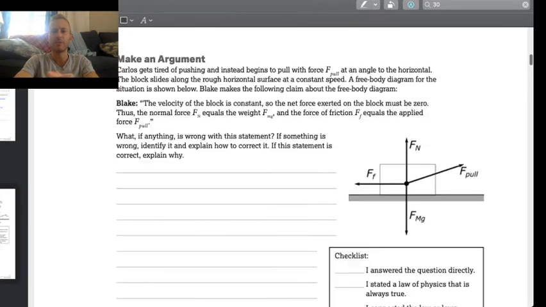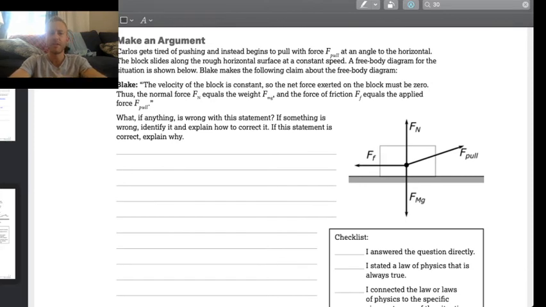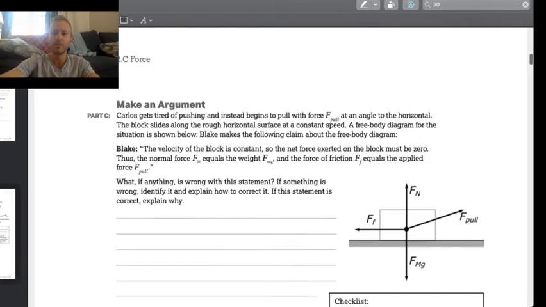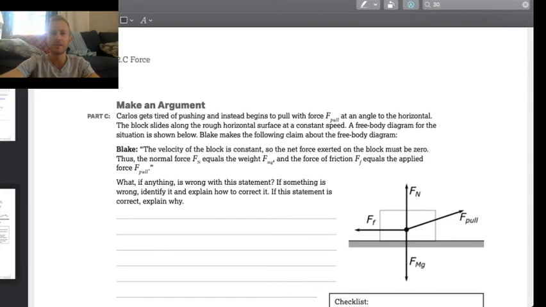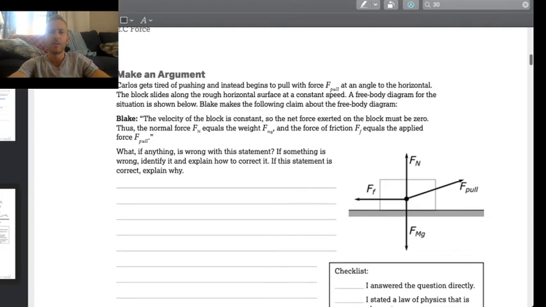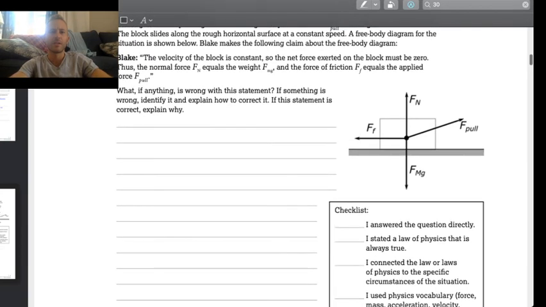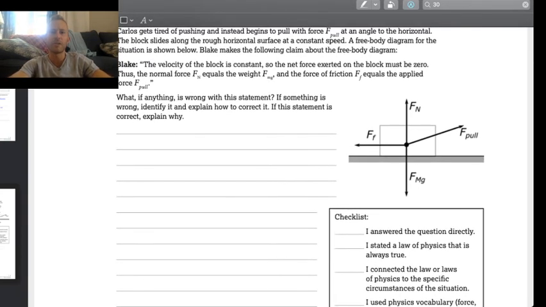Carlos gets tired of pushing and instead decides to pull with force F pull at an angle to the horizontal. The block slides along the rough horizontal surface at a constant speed. The free body diagram for the situation is shown below. Blake makes the following claim about the free body diagram.